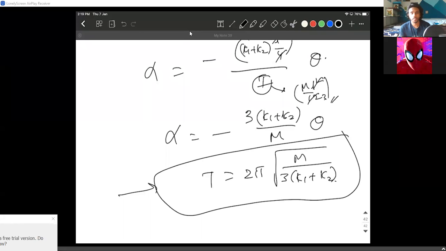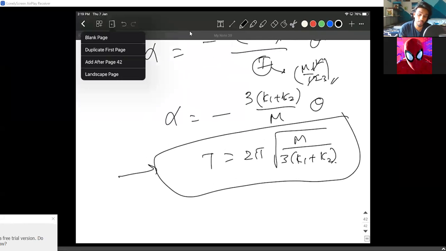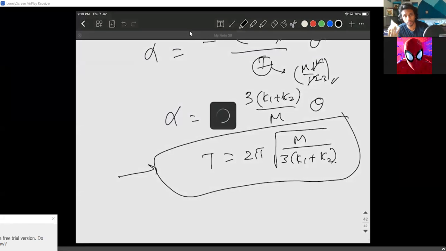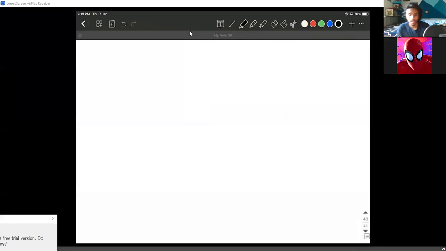Nah, forget it. When you come across any other difficult problem from Angular SHM, we'll do it then. Okay. Let us talk about a compound pendulum now. Let's talk about a compound pendulum.